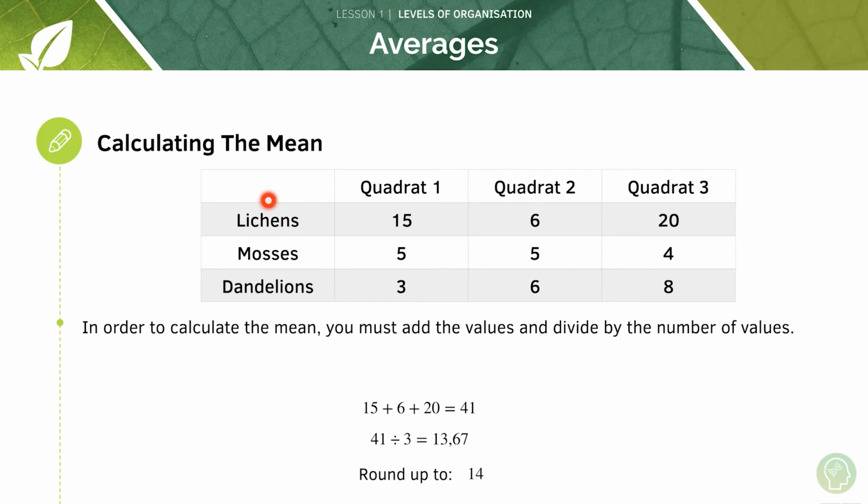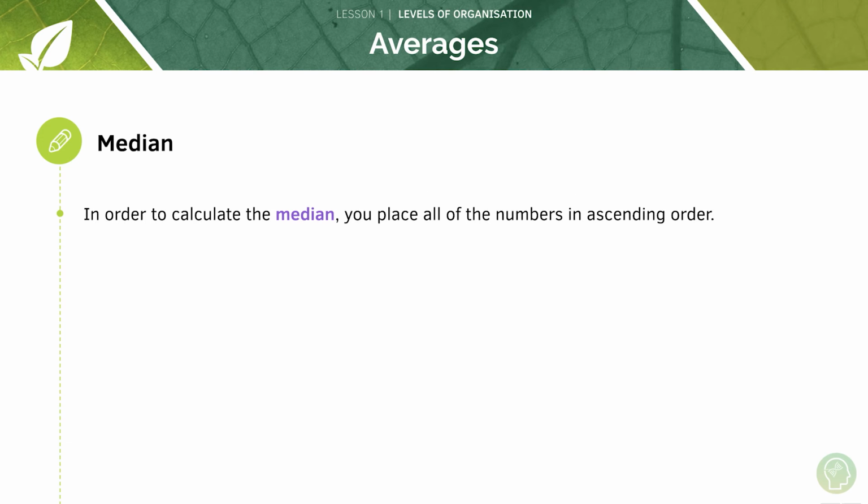So you can see here for this organism, we've added the values. Here we've got 41, and then we've divided by the number of values. We have 3 values because we have 3 quadrats, and that gives us 13.67. We're then going to round up to a whole number because we're talking about organisms, so that's really important to do. So we're going to round up to 14, and that gives us the average number of the organism within the area.